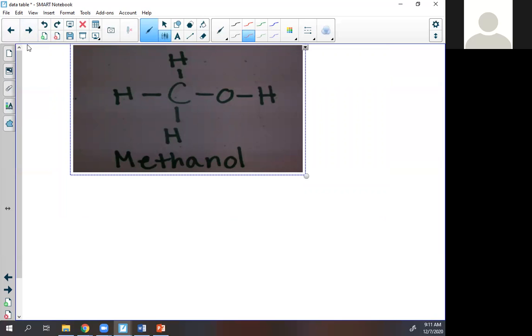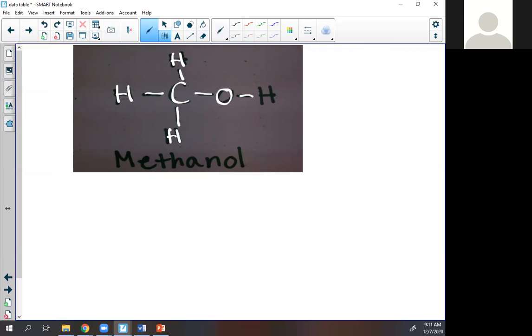So methanol. Now we're getting a lot closer. This one's kind of hard to see. I don't know if that actually helped very much. Okay, methanol. Now, that's what I was asking.